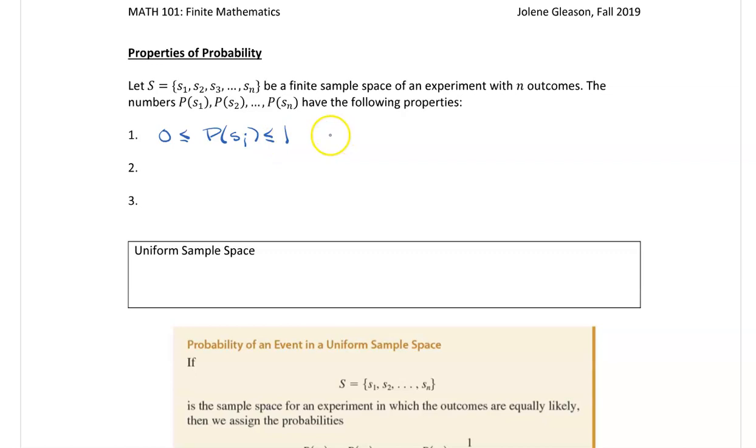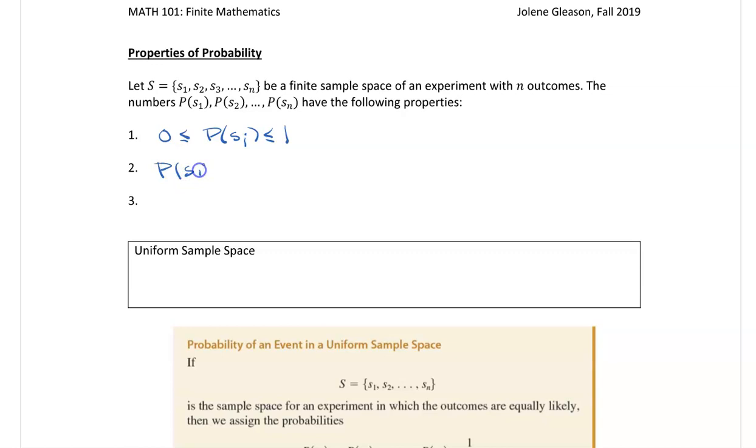We already talked about that, and this makes sense. It's somewhere between certain and impossible, right? So 1 is certain, 0 is impossible. So the probability of any event is somewhere between 0, impossible, and 1, certain. That just kind of makes sense. All right, so, next property.